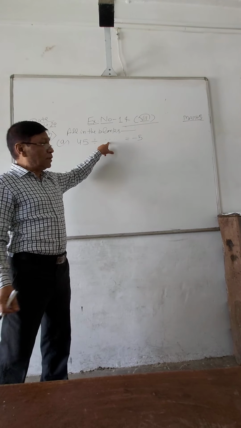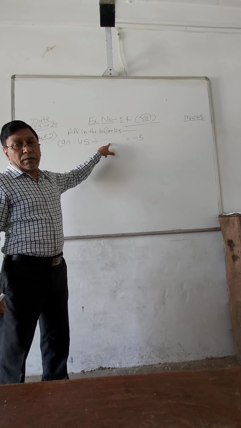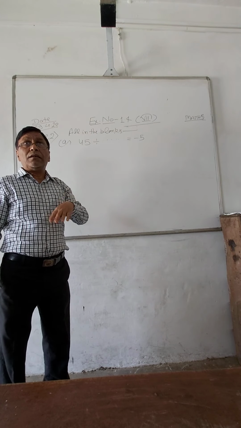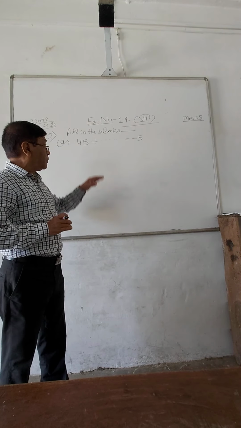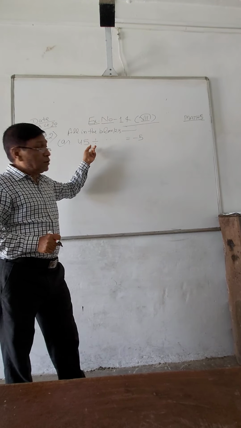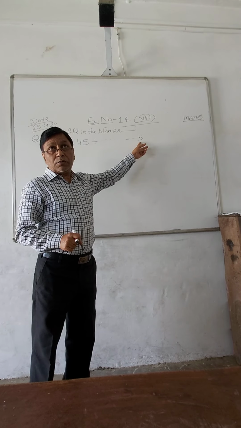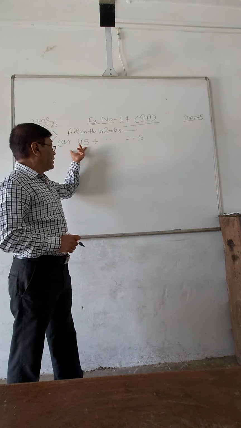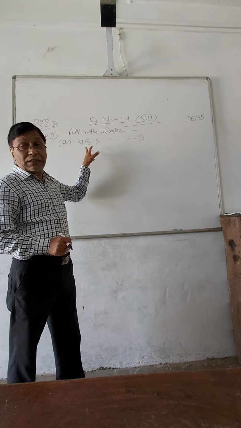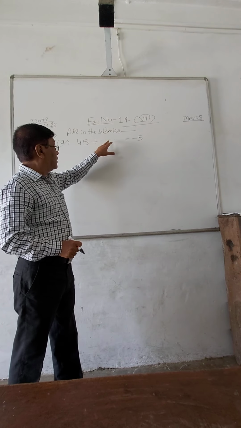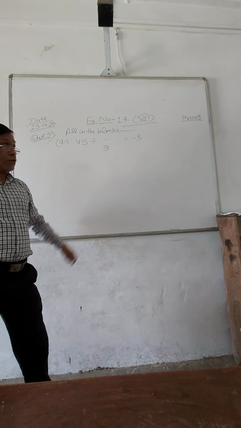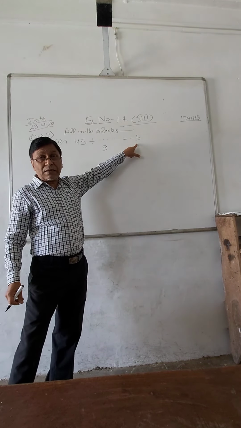Now here you have to fill in the number. So first, forget about the sign. Signs we will see later on. First you divide the number. So by which number, if 45 is divided, should it come 5? If this is the dividend, here you have to put the divisor. 5 9s are 45. So if you put 9 here, 9 5s are 45, so the number is coming 5.